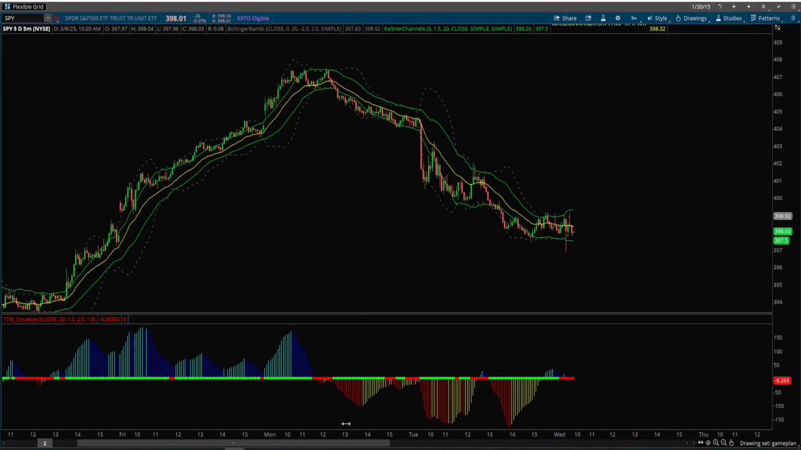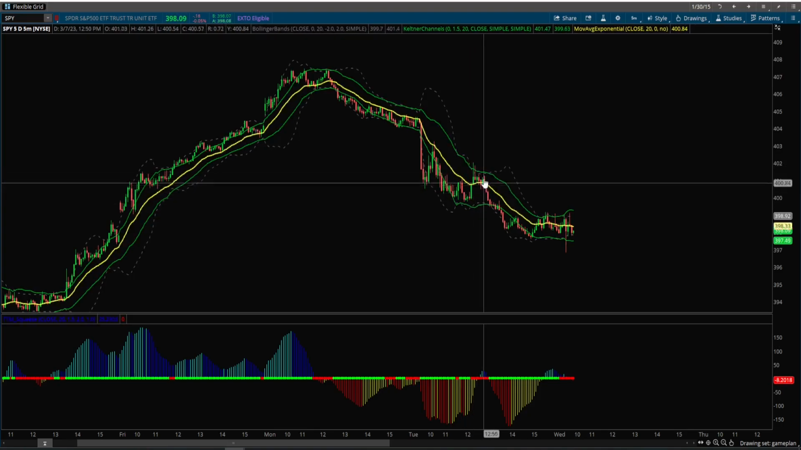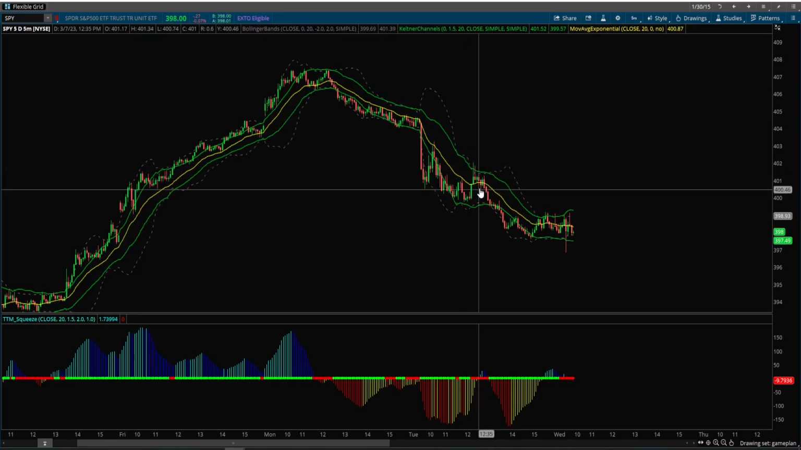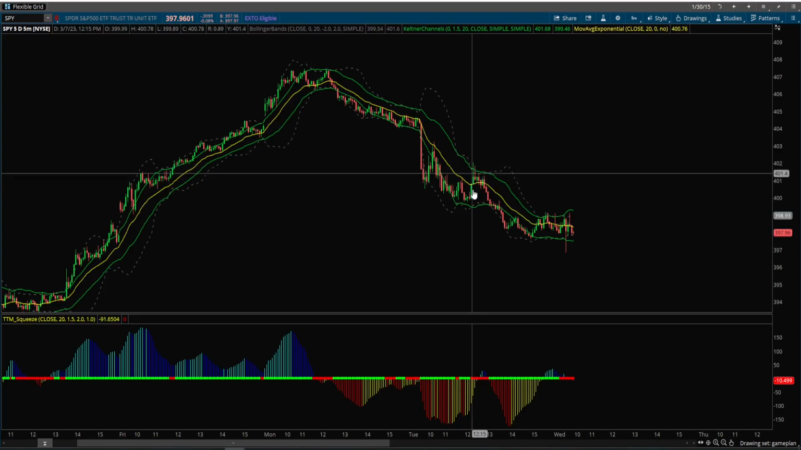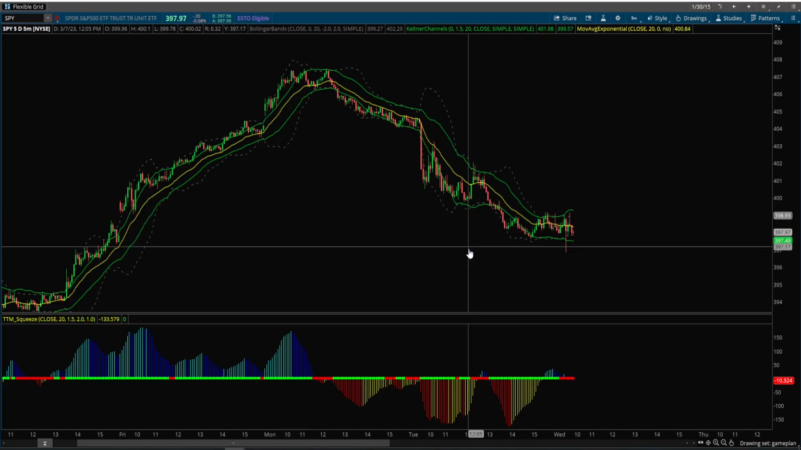So that should do it for the video. I hope this makes sense. You just have to think of the squeeze in terms of statistics and data, and how squeezes are the highest probability chance to enter a trade before a move occurs. I know this was a super technical video. I hope it made sense.